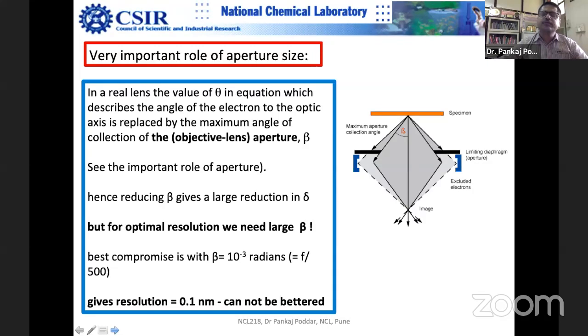We'll discuss what we mean by resolution, because there are two kinds of resolution: point resolution and line resolution. Here we are talking about point resolution, definitely. You can see this in a laboratory which is not aberration corrected.